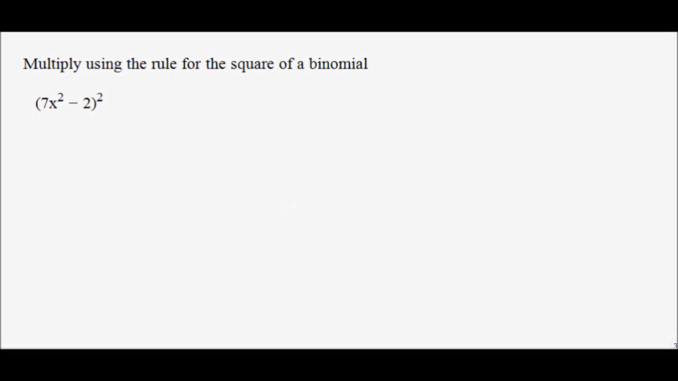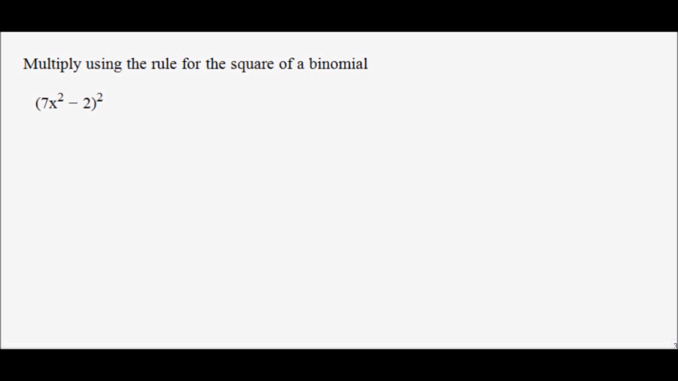It says to multiply using the rule for the square of a binomial. And how do we recognize that we even have the square of a binomial? Well, if you look at this one, you have a binomial that's two terms, and you're squaring it, so it's the square of a binomial.